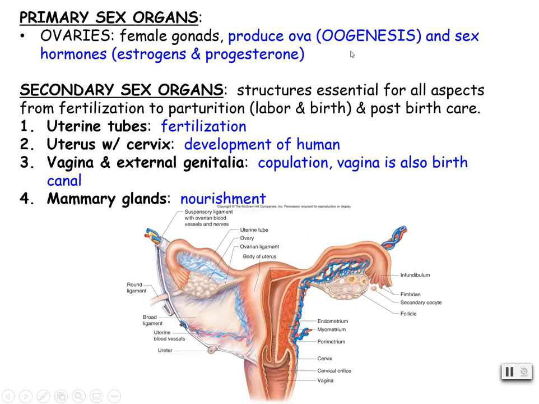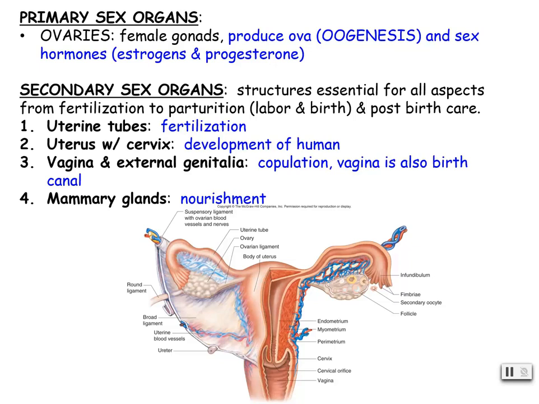All right, so this is the female reproductive tract. And so the ovaries are that primary sex organ. So it's going to make the gametes. So the female gonads, they're going to make gametes and produce hormones. That production of the eggs is going to be through oogenesis, that's just meiosis in women. And then the sex hormones are estrogens. There's estradiol, estrone, and estriol. We're just going to collectively call them estrogens. And then progesterone is the other female sex hormone.